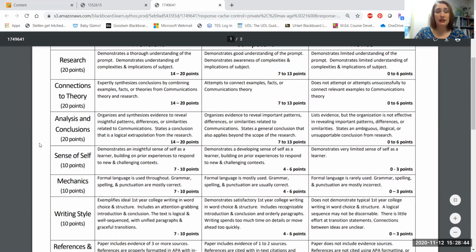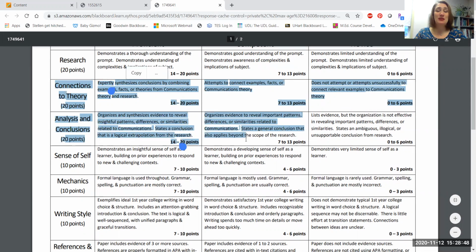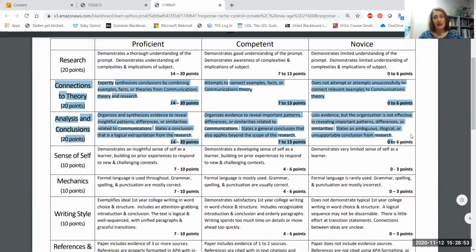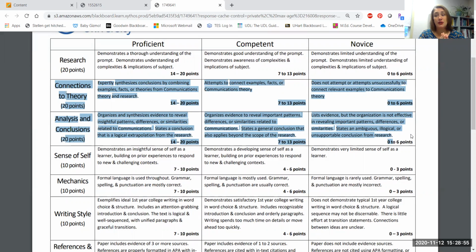Big things that I really look for, where people tend to lose points, just to give you that heads up, are these ones: connections to theory. I am specifically looking for you to connect your ideas and your project back to the textbook. I should be able to see a clear line. We're talking about this and it brings us back to conflict. We're talking about this and it brings us back to the 5 principles of interpersonal communication. So I'm really looking for that connection to theory.